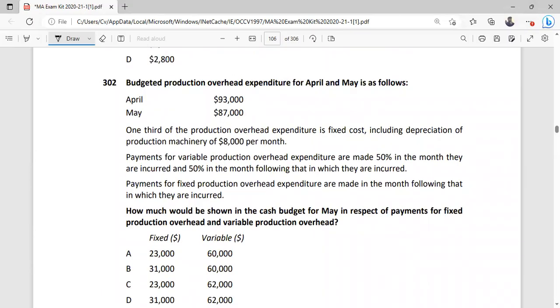Budgeted production overhead for April and May is as follows. For April, it is $93,000. For May, it is $87,000. One third of the production overhead is fixed, including depreciation of production machinery of $8,000 per month. So these are the overheads. First of all, you will calculate what is the proportion of fixed out of 93,000.